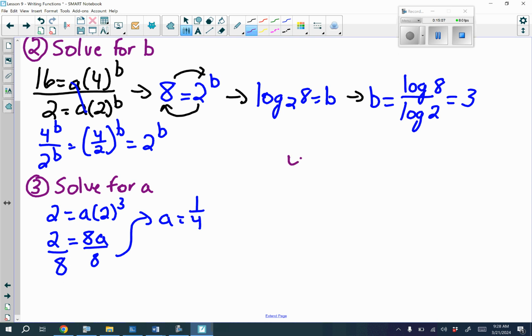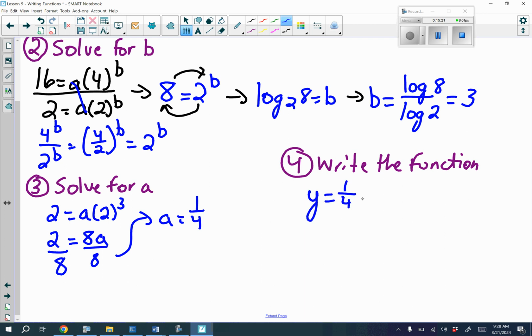And remember, the fourth step is always to write the function. And so my function is going to be y equals, our a is 1/4. Now remember, our base is x, and then my b value is the exponent 3. So that's going to be my power function.